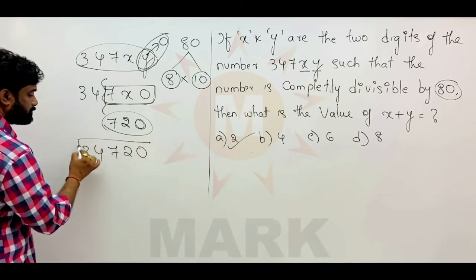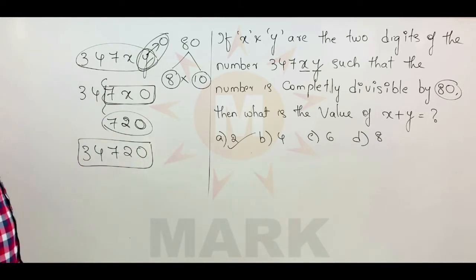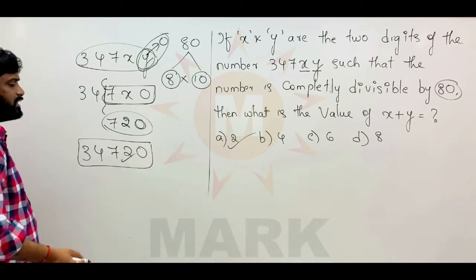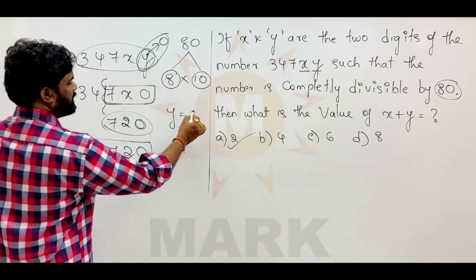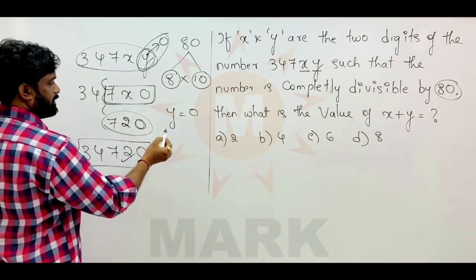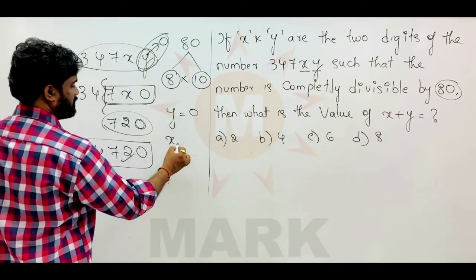34720. This is divisible by 80 and it is also divisible by 8 and 10. If you want, you can check individually. So what is the value of x? 2. y's value is coming as 0 and x's value is coming as 2.